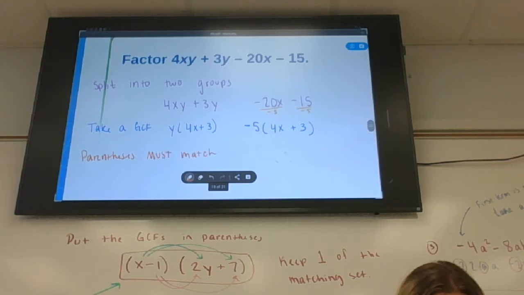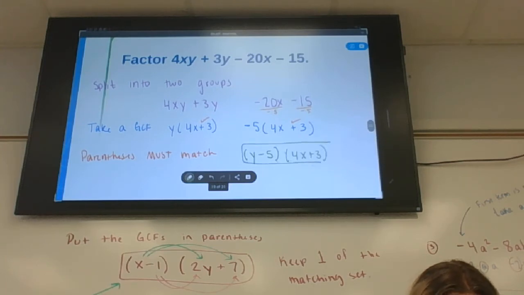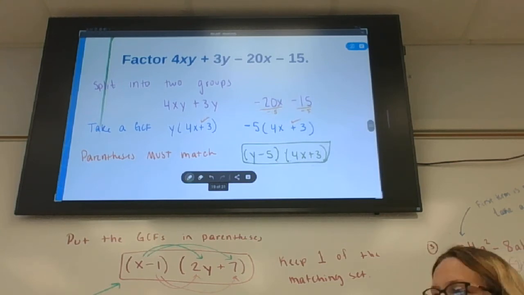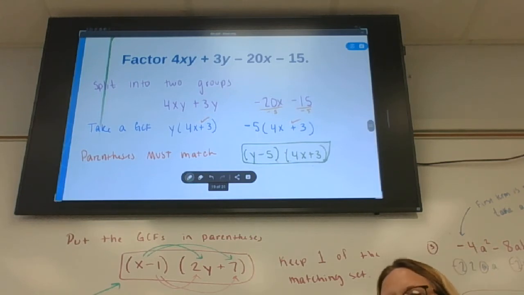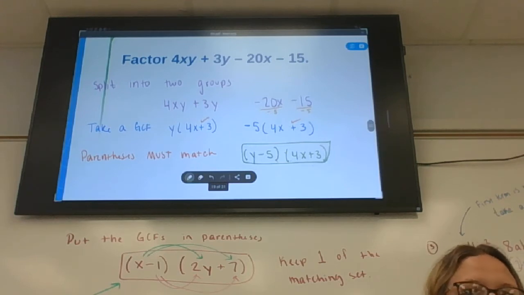The parentheses must match, do they? Yes, they do. So satisfying when they match. So we'll put the y minus 5 together, and then we'll keep one matching set. And that works. We could FOIL it right now. We get what we started with. We're not going to, though. Go back and try a different greatest common factor. Possibly rearrange the four terms. Possibly. Sometimes you just can't do it. Does not factor. Yes, thank you.